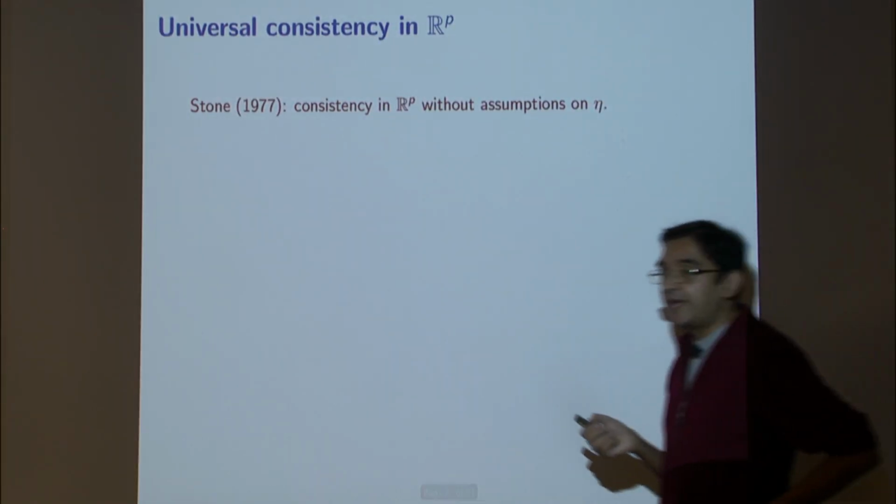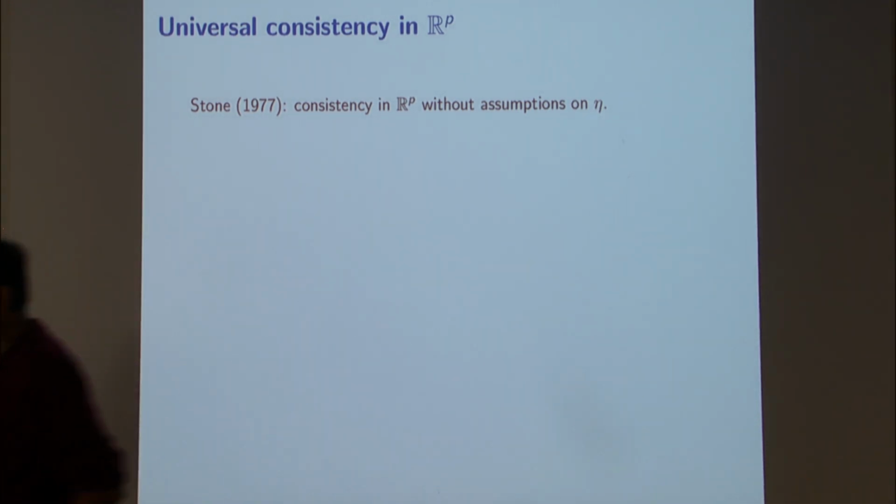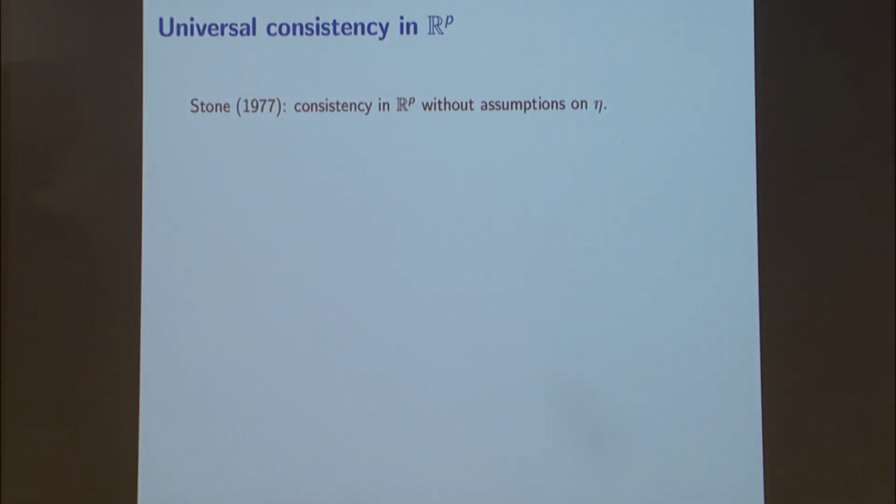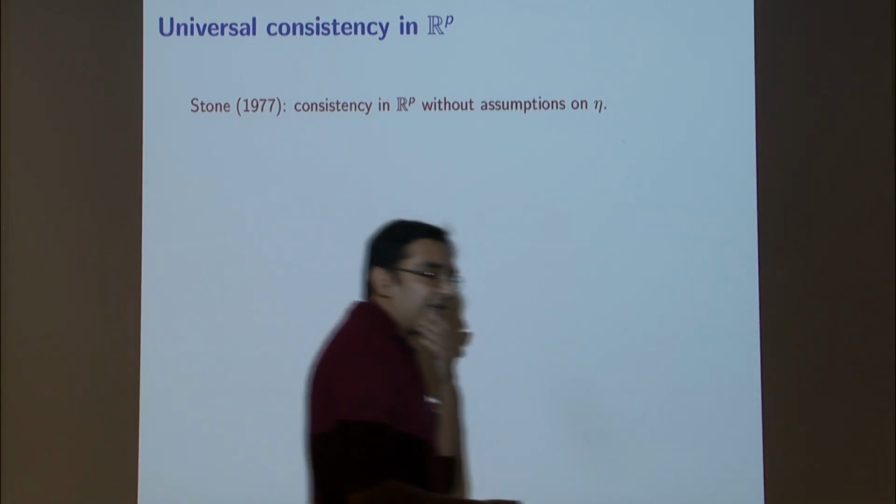So the next breakthrough came in the 70s. And this was, at the time, very much thought of as a remarkable result for non-parametric estimation, where without any sort of continuity assumptions, without any assumptions on the distribution, consistency was established. And this was, again, in Euclidean space. And it was called universal consistency, universal meaning no assumptions. Okay, so let me tell you how this goes.